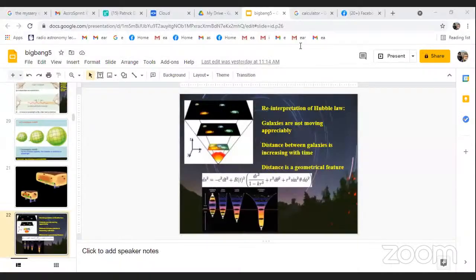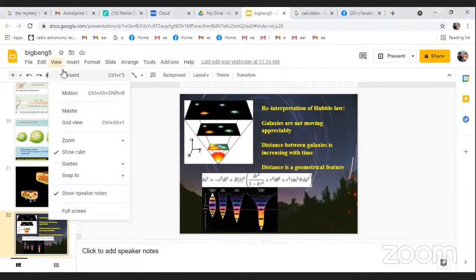Are you able to see the screen? Yes, very good. I will just go to the full screen mode.